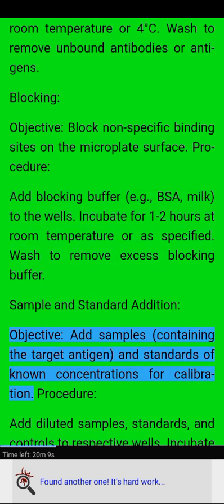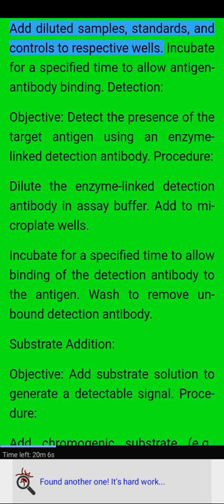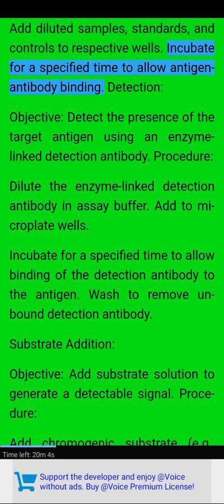Sample and standard addition. Objective. Add samples containing the target antigen and standards of known concentrations for calibration. Procedure. Add diluted samples, standards, and controls to respective wells. Incubate for a specified time to allow antigen-antibody binding. Detection. Objective. Detect the presence of the target antigen using an enzyme-linked detection antibody. Procedure. Dilute the enzyme-linked detection antibody in assay buffer. Add to microplate wells. Incubate for a specified time to allow binding of the detection antibody to the antigen. Wash to remove unbound detection antibody.